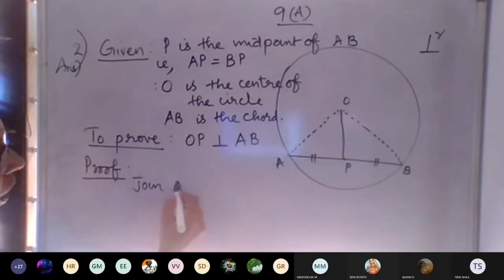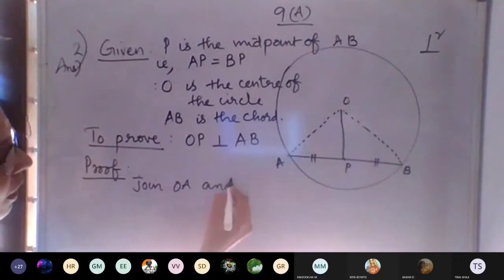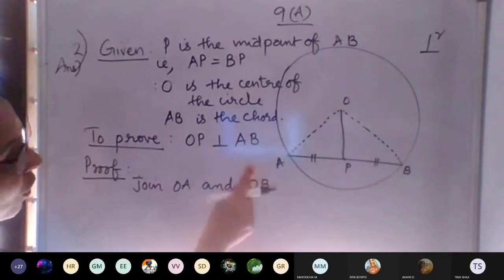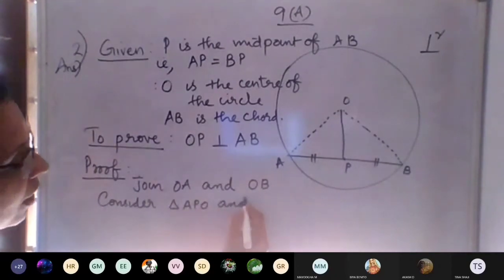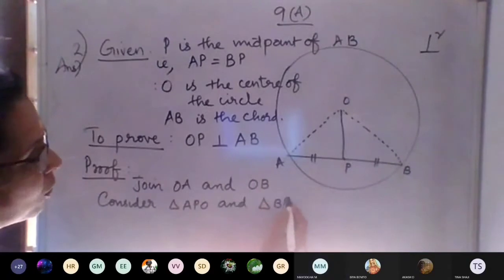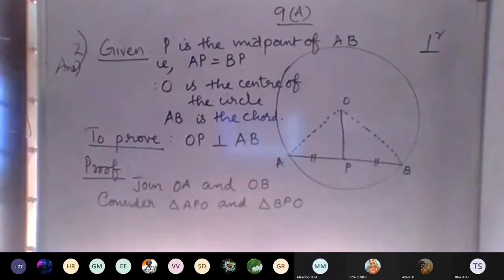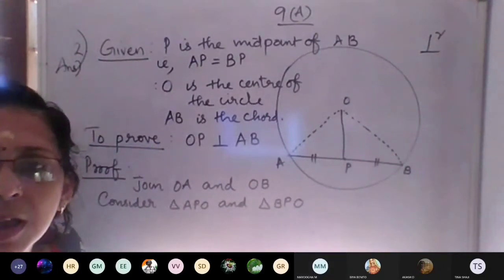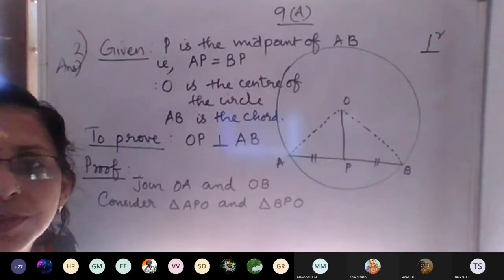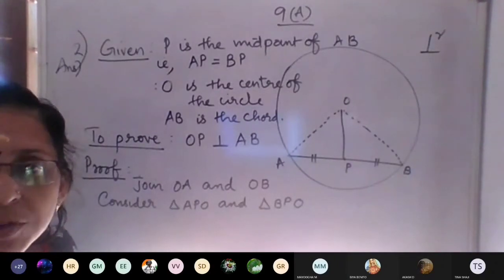First step, join OA and OB. After joining, we got two triangles. Next step, what will we write? Consider triangle APO and triangle BPO. All the questions are the same. Understood up to this format? Anyone have any doubt? Please tell me. Same type, all the questions you have to write.